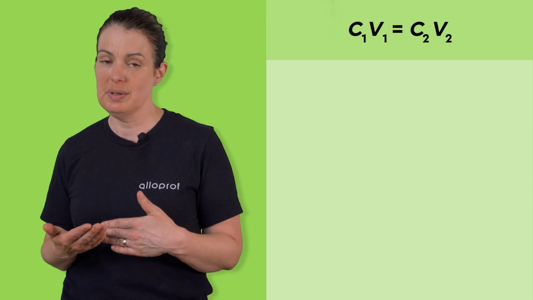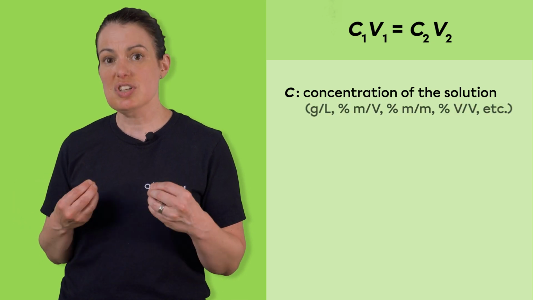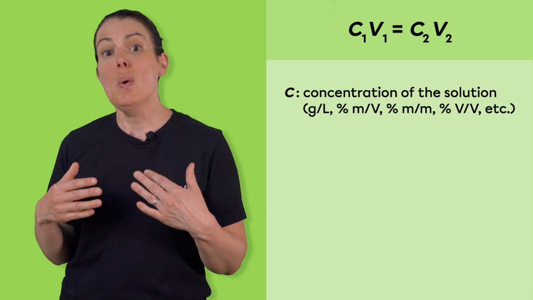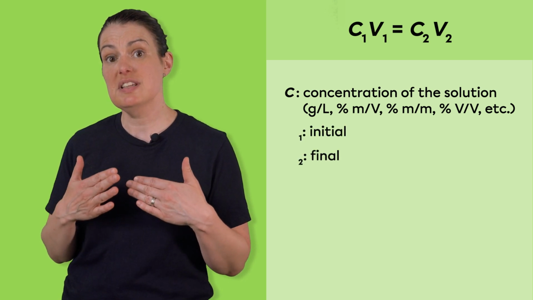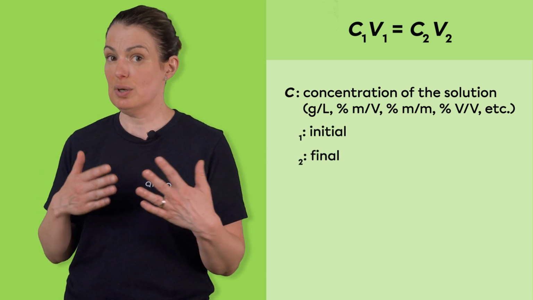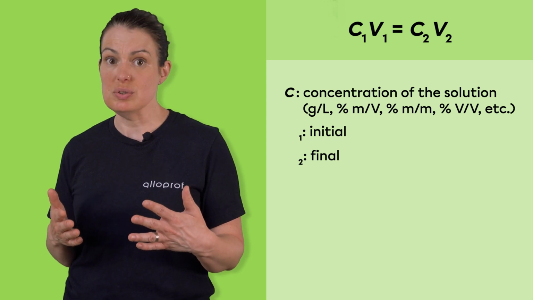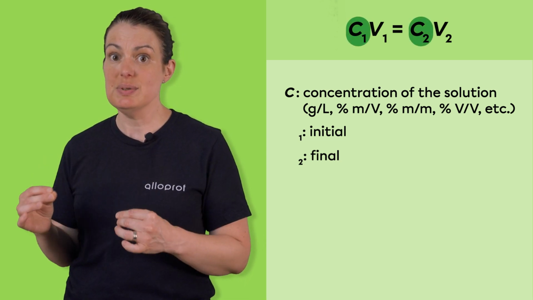C1 times V1 equals C2 times V2. The letter C represents the concentration of the solution, which is often measured in grams per liter or in different percentages. The subscripts 1 and 2 represent the initial and final concentration of the solution respectively. Regardless of which unit of concentration is used, it's important that C1 and C2 are expressed in the same units.